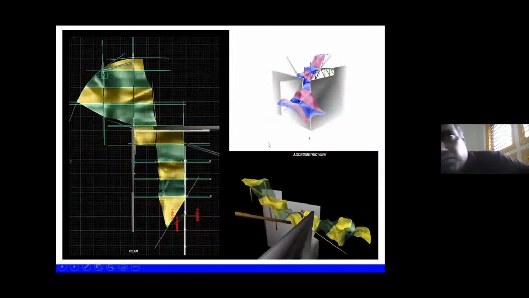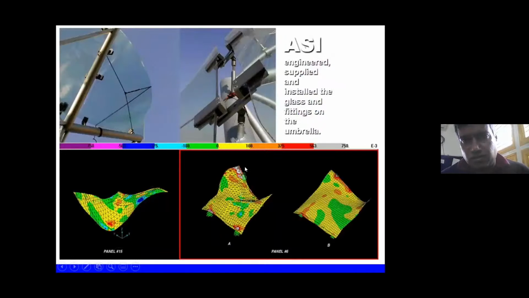At that time, Maya, the software, might have become extinct by now; I guess it has been taken over by AutoCAD. That was introduced then, and we used the Maya software to come up with the initial form finding. And this was the initial profiling of the glass. Look at the complexity of the glass.